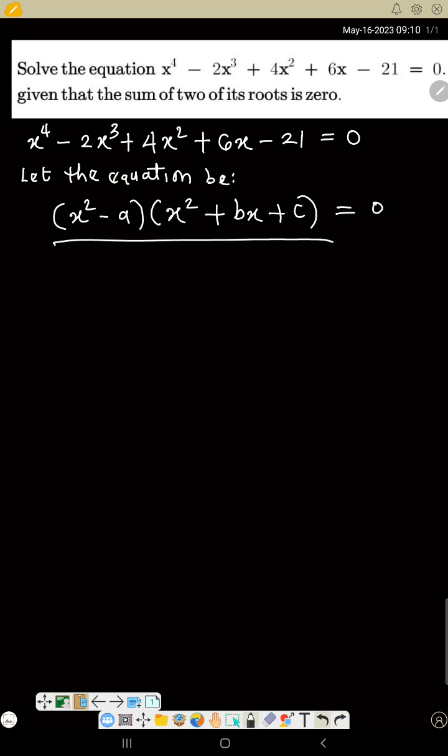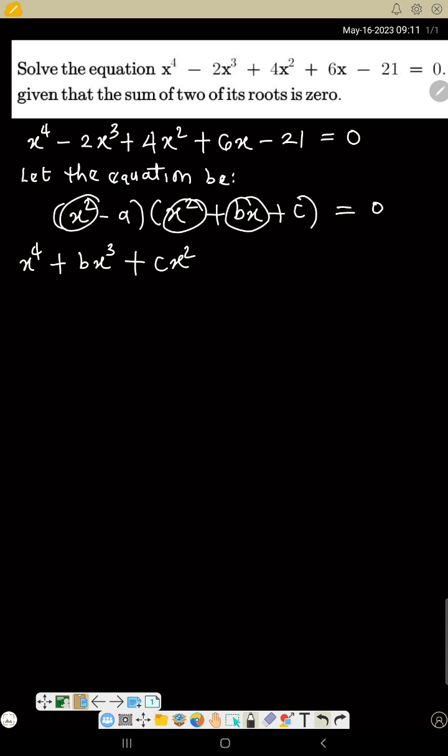Now expand this. So we are going to get s raised to power 4, that is s squared times s squared, plus bs raised to power 3, plus cs squared. So we use this s squared to multiply this, then minus as squared, minus bas, minus ac, everything is equal to 0.